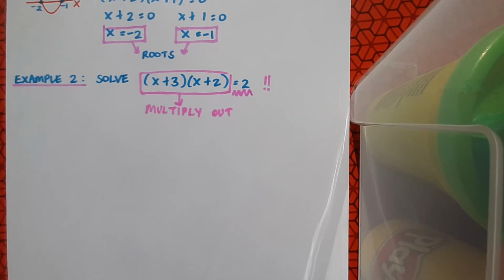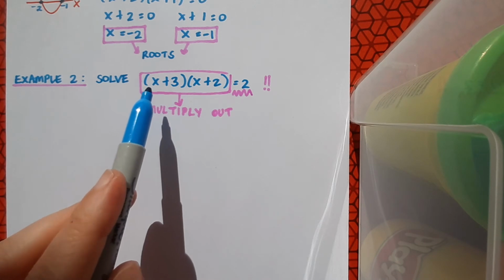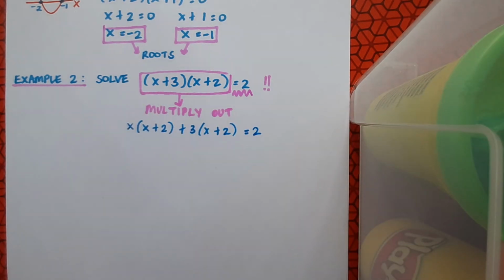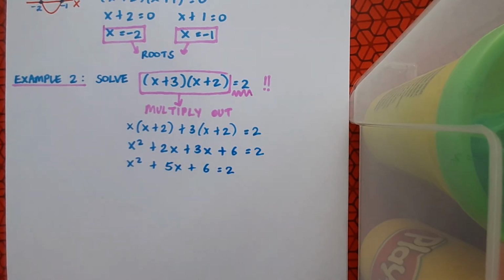Well, don't forget, if you want to expand double brackets, you need to split up your first bracket so that each part of the first bracket is multiplying by the second bracket. Pause the video here and multiply this out, and then check and see if you're correct. Well, when I multiply the brackets out, I get x squared plus 2x plus 3x plus 6 equals 2. And then I can tidy it up to be x squared plus 5x plus 6 equals 2. But I still don't want that equals 2 on the end. So now that I've tidied everything else up, I'm going to bring that 2 across to the left-hand side.